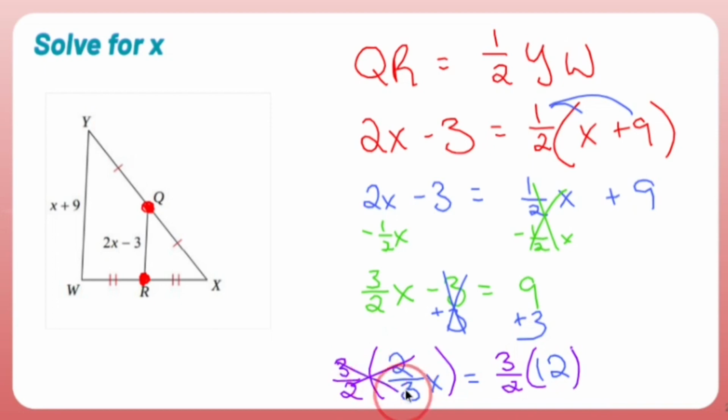That allows me to cross these guys out. And the trick when you multiply a whole number to a fraction is do 12 divided by the denominator. So 12 divided by 3 is 4, and then 4 times 2 is 8. So in this case, all I had to do was find out x. X ended up being 8.